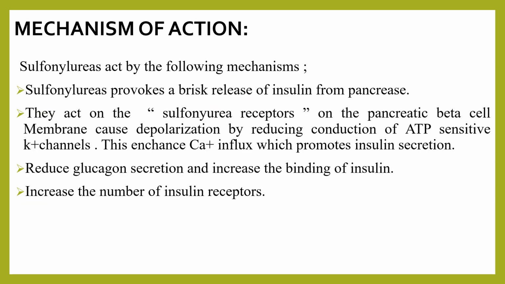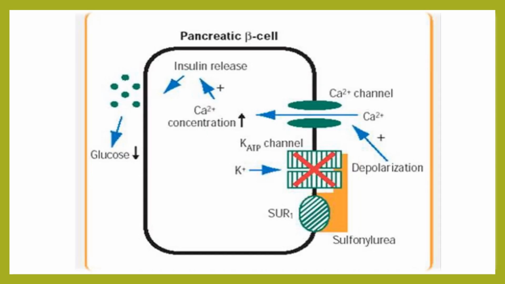Mechanism of action. Sulfonylureas act by the following mechanism. They provoke a brisk release of insulin from the pancreas. They act on sulfonylurea receptors on the pancreatic beta cell membrane and cause depolarization by reducing conduction of ATP sensitive potassium channels. This enhances the calcium influx, which promotes insulin secretion. They also reduce glucagon secretion, increase the binding of insulin, and increase the number of insulin receptors. This is the mechanism.